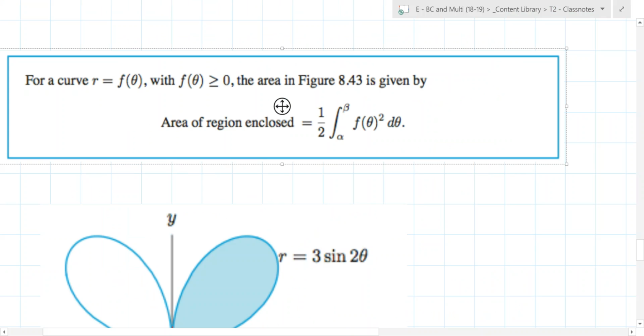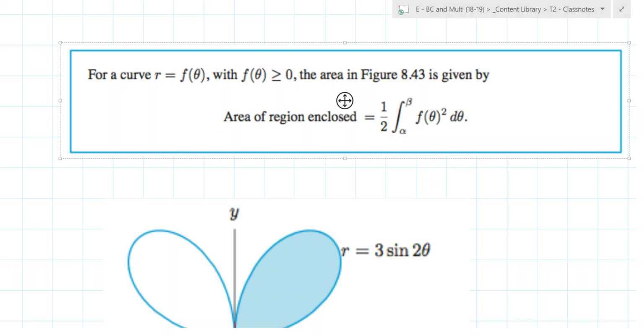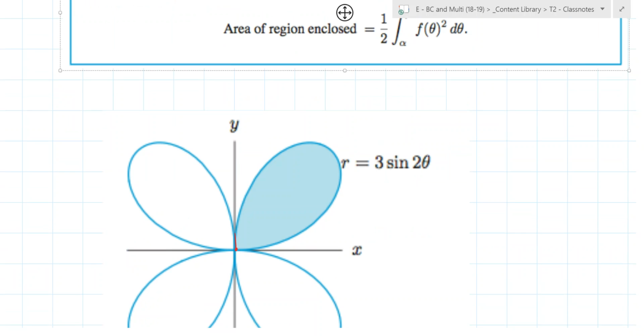You get this right here: 1/2 integral from alpha to beta of f(theta) squared d theta. What is f(theta)? f(theta) is r. You have r in terms of theta. We are integrating with respect to one variable, so just d theta. So what you do here is add up lots and lots of sectors.